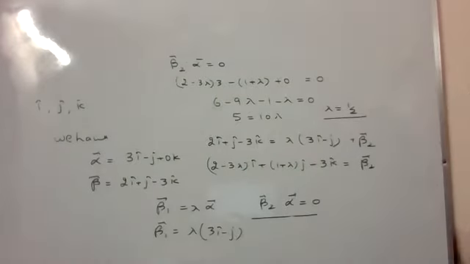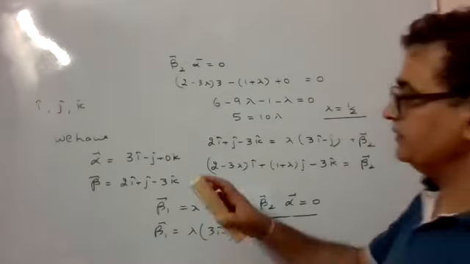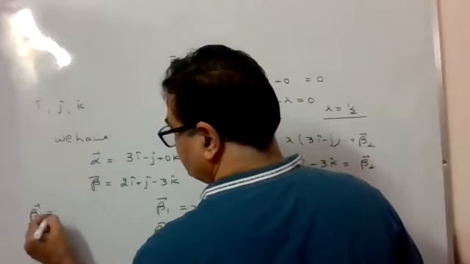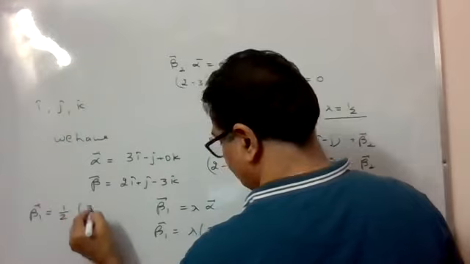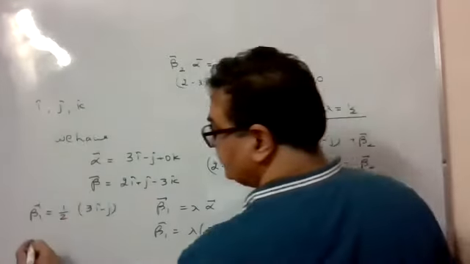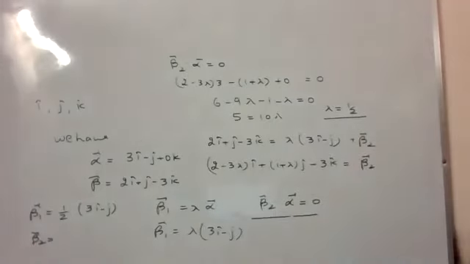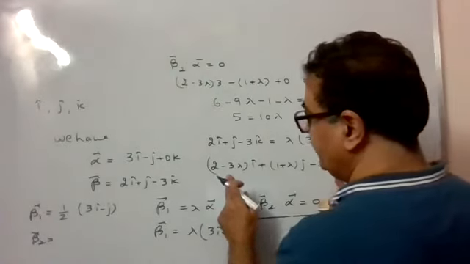If you got lambda is half, can you get beta 1 now? Yes, I can get beta 1 now. What is beta 1? That is half of (3i minus j). And the second one needed is beta 2. Beta 2 यहाँ से निकलेगा. It will be 2 minus 3 by 2.